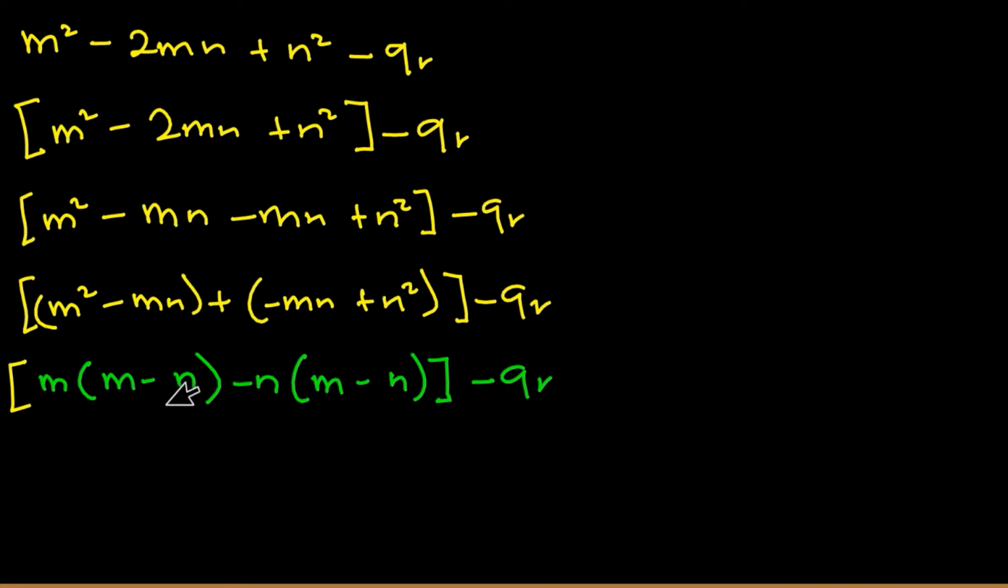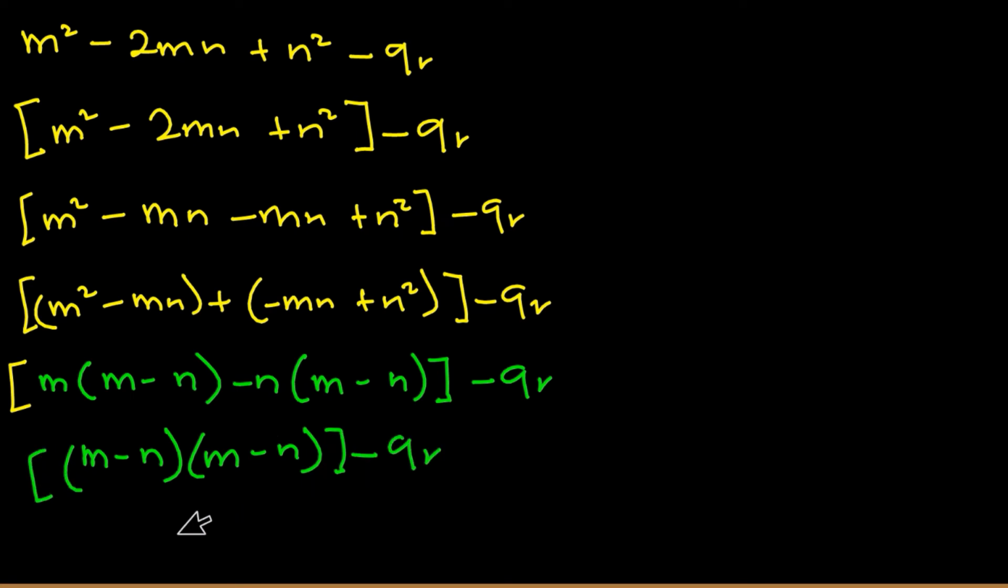Right. Since we have m minus n here and then m minus n here as well, we'll copy one. So we have m minus n as one of the factors. Then m minus n is here as well. So we have m minus n. Right. And I'll copy down my 9r. So this could also be written as m minus n all squared minus 9r.